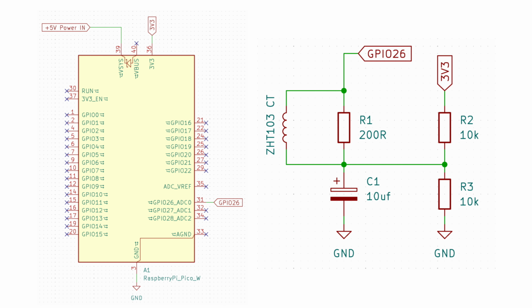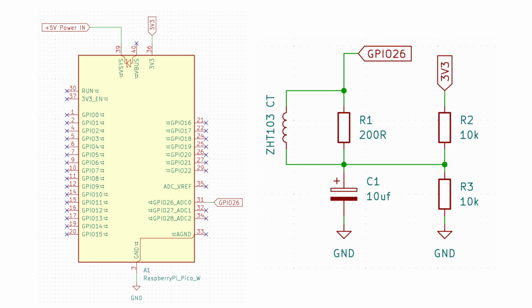In this circuit, the current transformer is used to sense the current flowing through the load. A 200 ohm burden resistor is connected across the current transformer terminals, which converts the current transformer current into a proportional voltage. This voltage is then fed to the ADC input pin GPIO26 of the Raspberry Pi Pico W board.